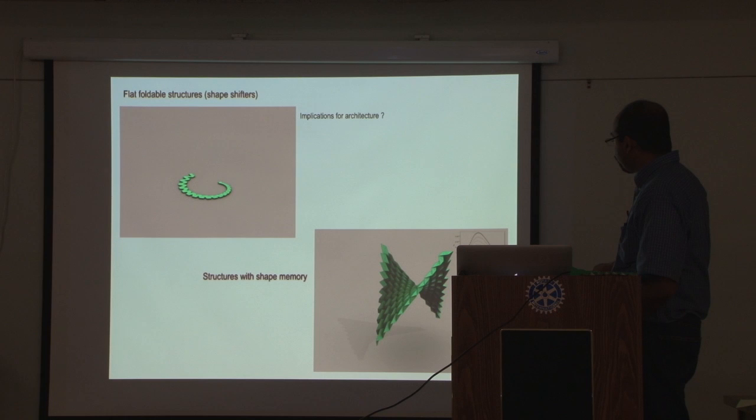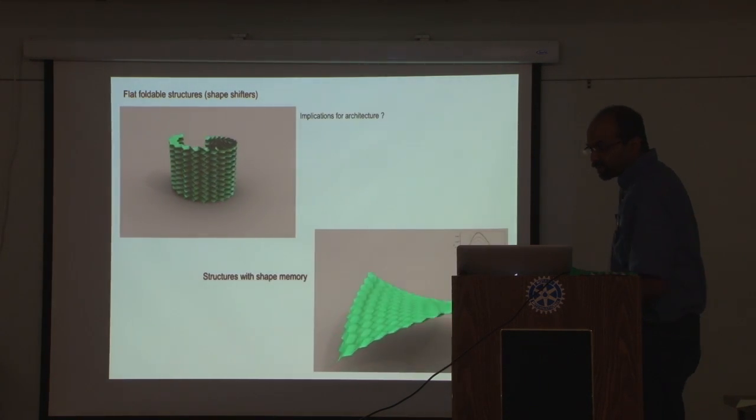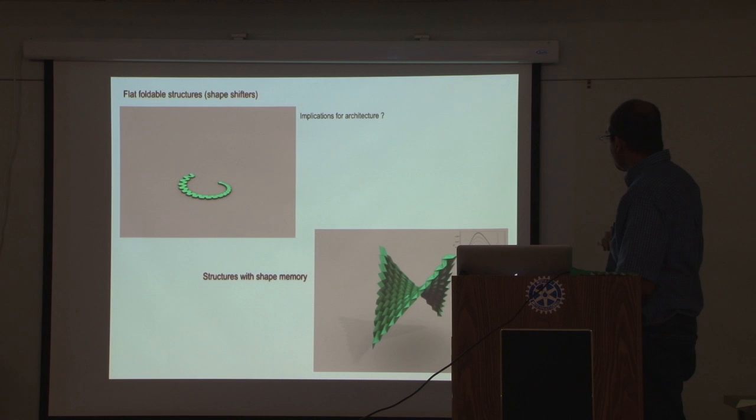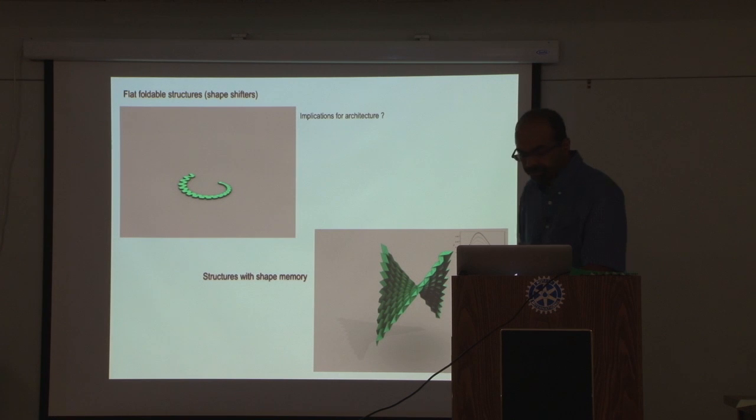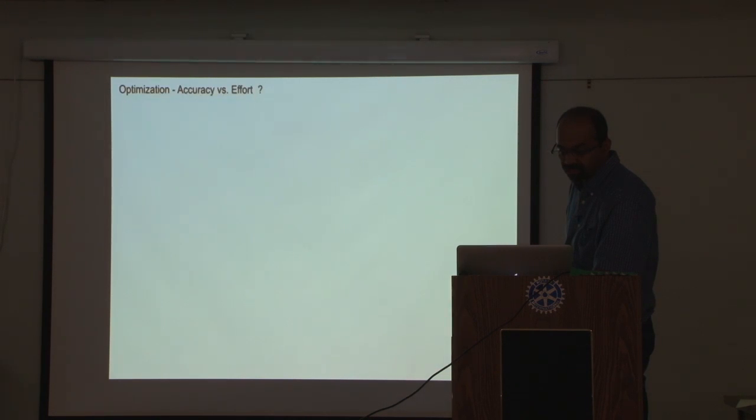And as I fold it, it costs me some energy because I have to stretch my facets a little bit. And I'll play this again. You will actually see that the energy goes up and then it goes down. So it's flat foldable over here, which means all the conditions are satisfied there and there, but in between I have to stretch it. Okay? All right, and then this has implications for machines. So you have implications for architecture, you have implications for machines.